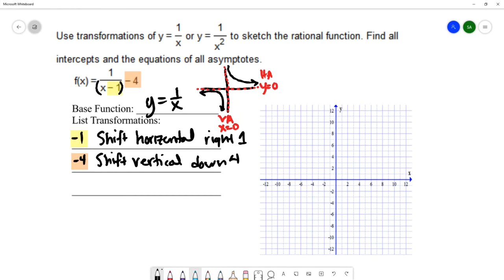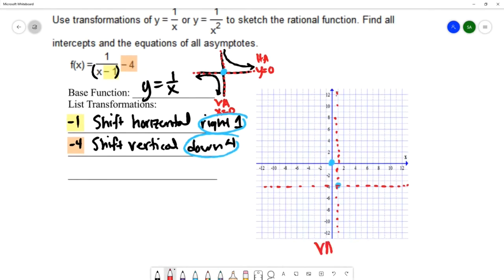And the way that I like to think about it is using this point where the two asymptotes cross each other, that's 0, 0, and to perform these two transformations on that anchor point. So we're going to take that anchor point and shift it to the right 1 and down 4. And that is our new location where the asymptotes will cross each other. So that's going to help me to know that the vertical asymptote is now x equals 1, and the horizontal asymptote is y equals -4.